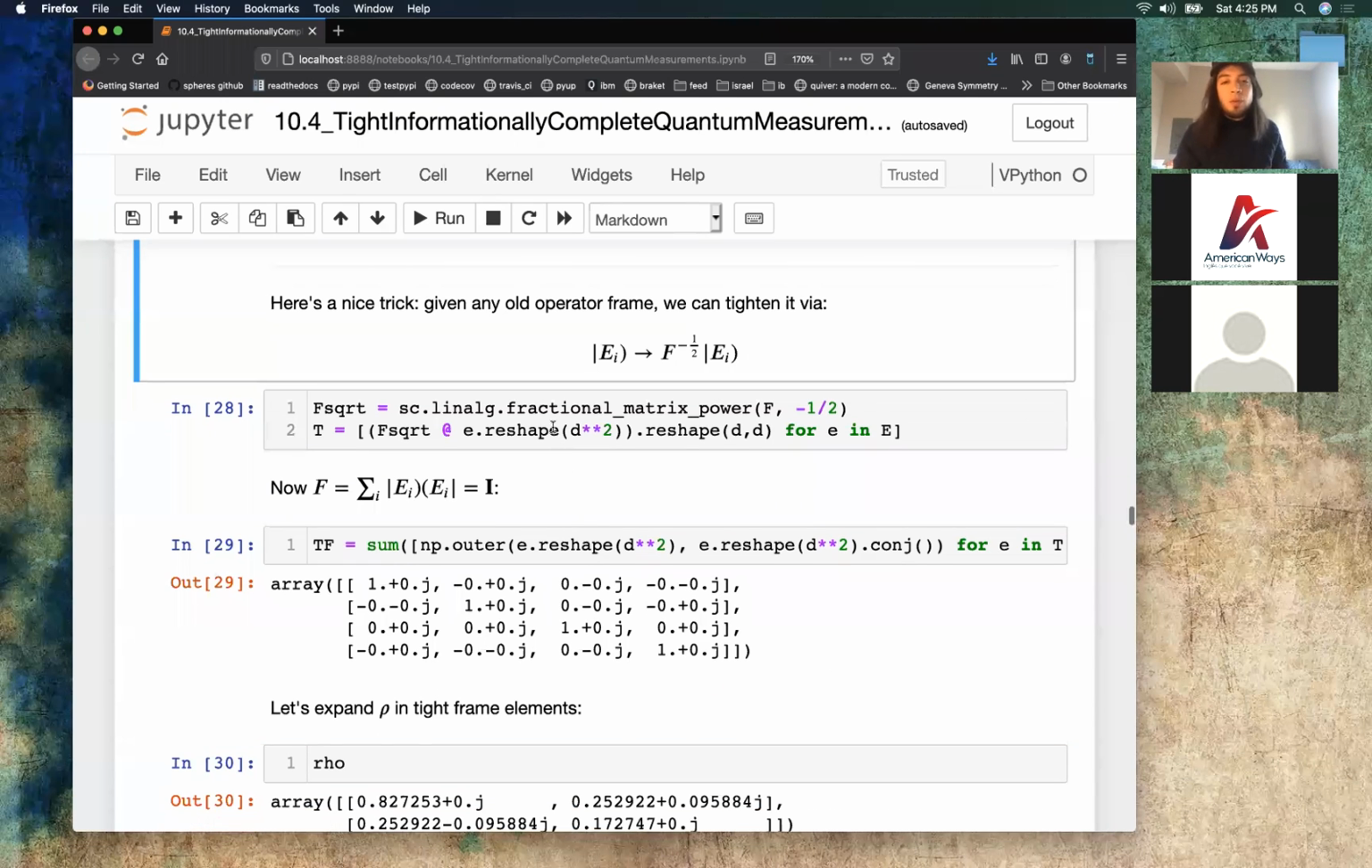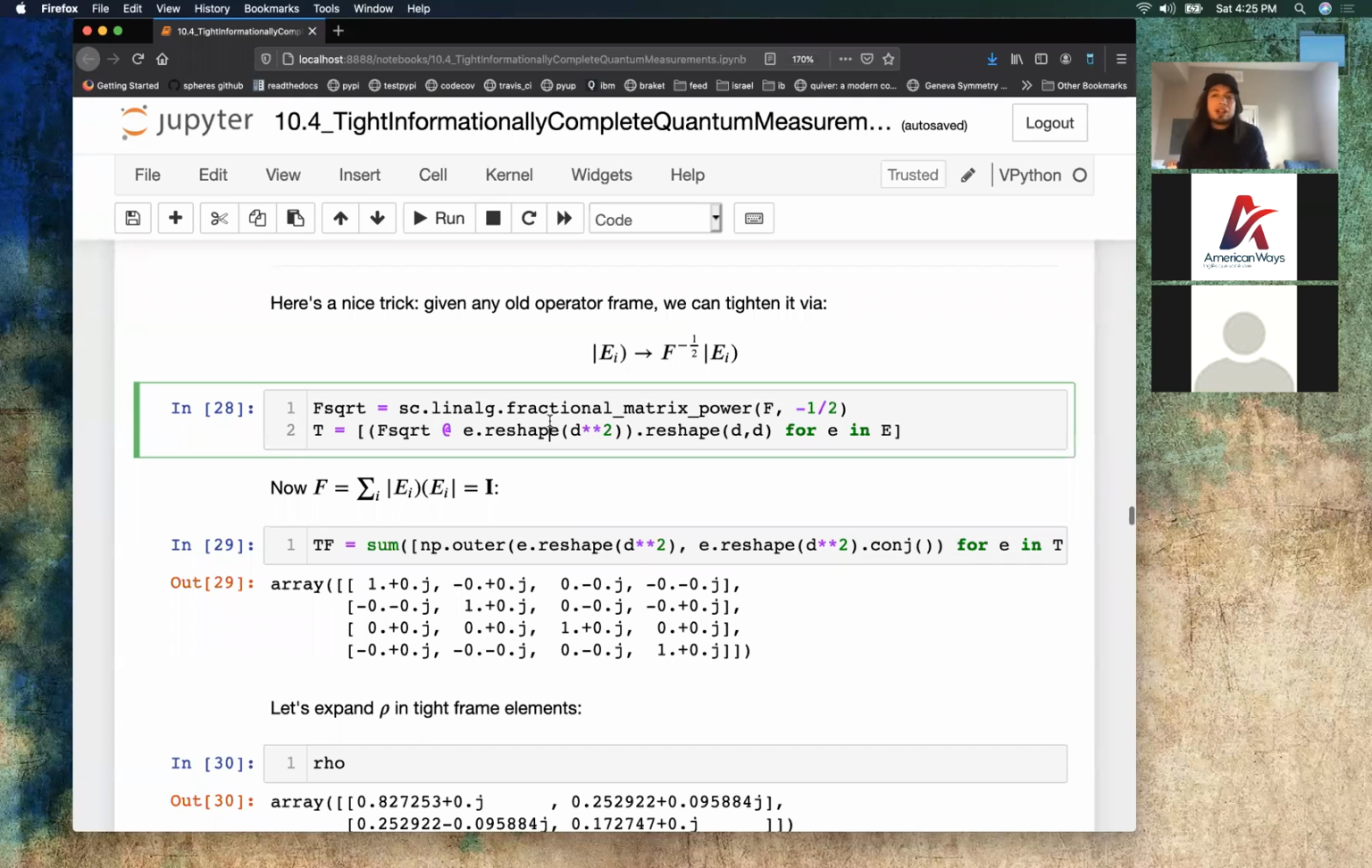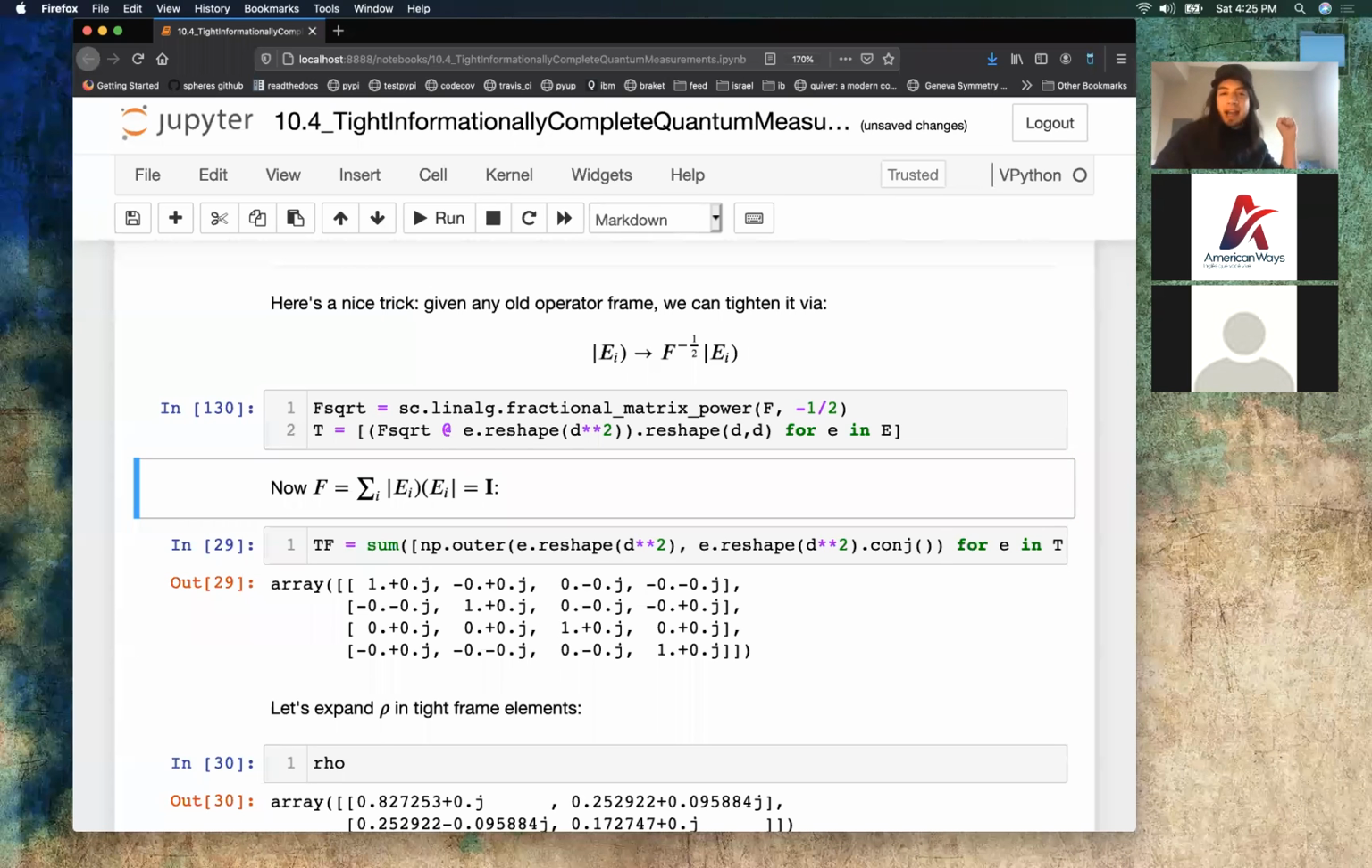So there's a trick for randomly generating these, which is to take the matrix square root of the inverse, well, F to the -1/2 of the frame operator. If we do that and act with that on each of the operator frame elements, we'll get a new set of operator frame elements, and they'll be tight.